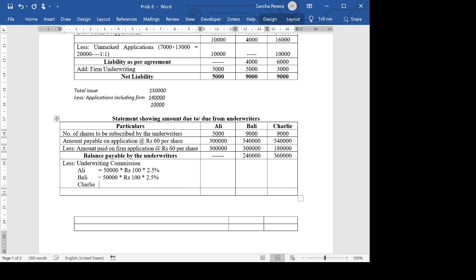So it's going to be the same. I'm putting the same thing because all have taken up 50,000 itself. So the commission is going to be the same. If I multiply this, 50,000 into 100 into 2.5 divided by 100 will be 1,25,000. So they all get a commission of 1,25,000.